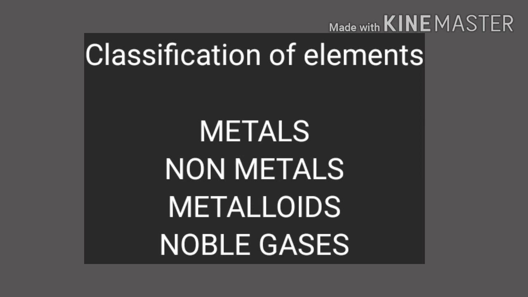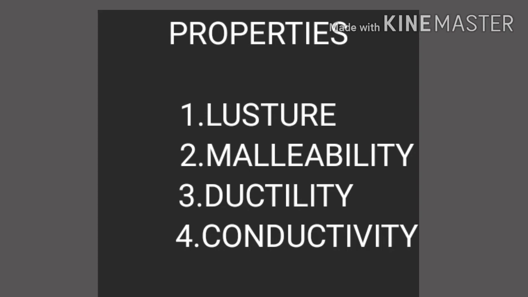Due to the differences in the properties of substances, elements are classified into four major parts, that is metals, non-metals, metalloids and noble gases. Here are some properties which differentiate between metals and non-metals. First is luster, then malleability, ductility and conductivity.